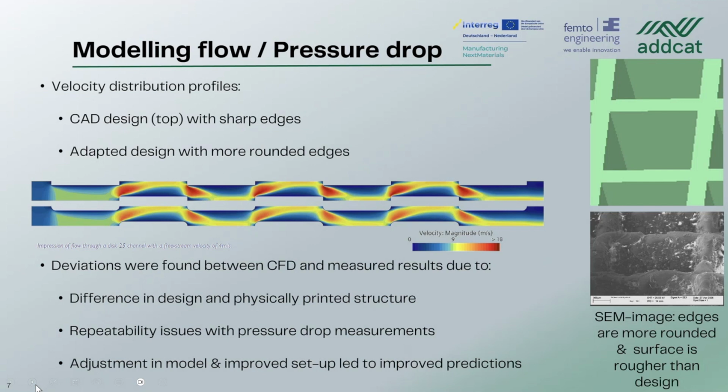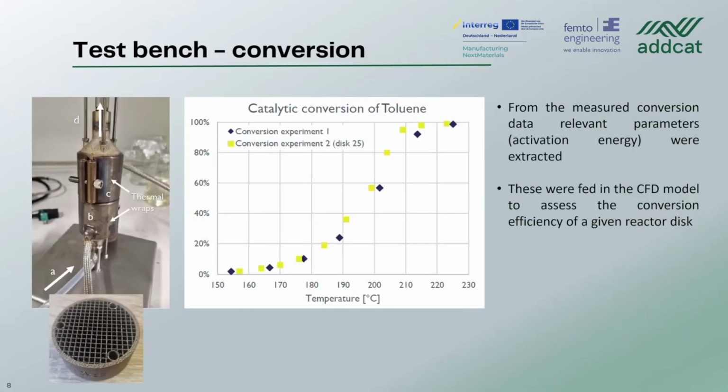So the model in the computer was adapted with much more rounded edges, as you can see from the top and the bottom over here. Here is pretty square, here is much more rounded. You immediately see in the velocity flow distribution that it makes a big difference, and this is directly related to pressure drop, but also conversion. But now we could mimic much more reliably behind the computer what was going on in real life. And that's due to the difference between printing and CAD design. So finally, we managed to get rid of these discrepancies and now have a very nice model to be able to predict what's going on and make much easier iterations.